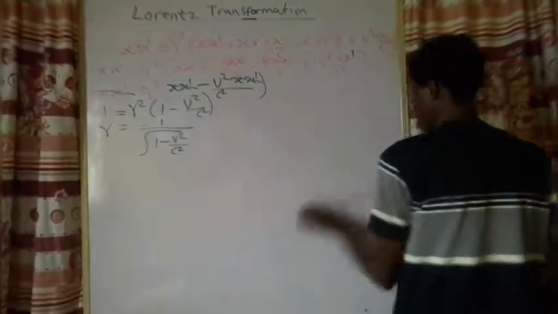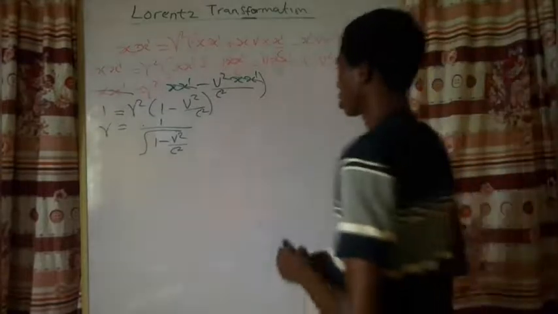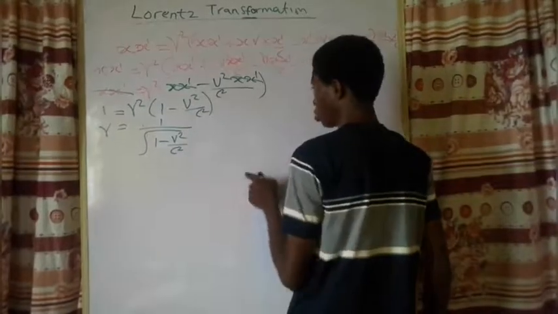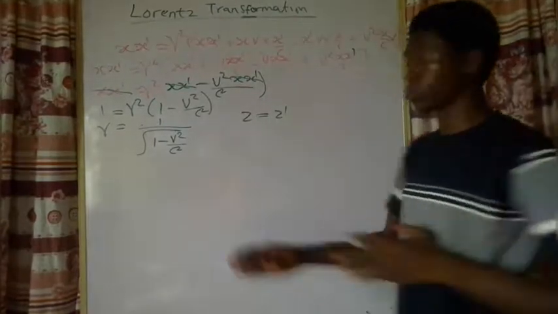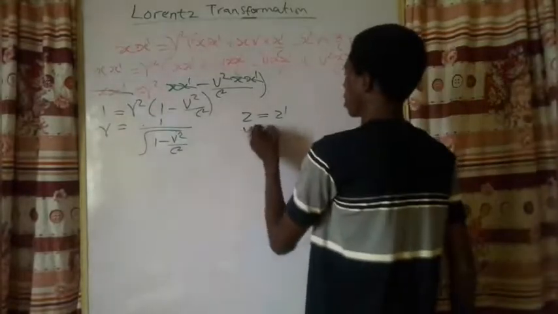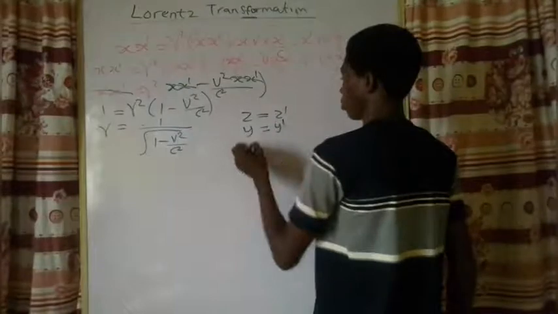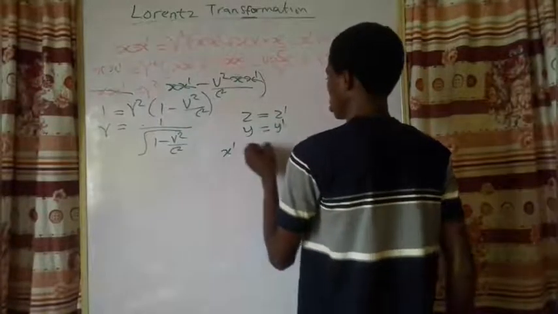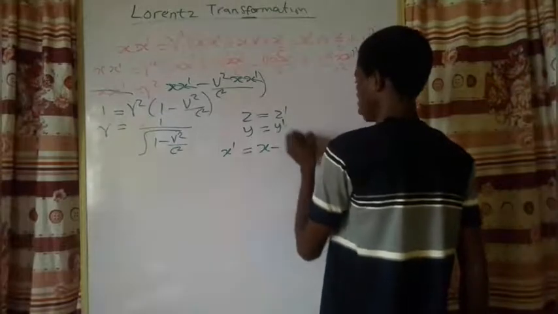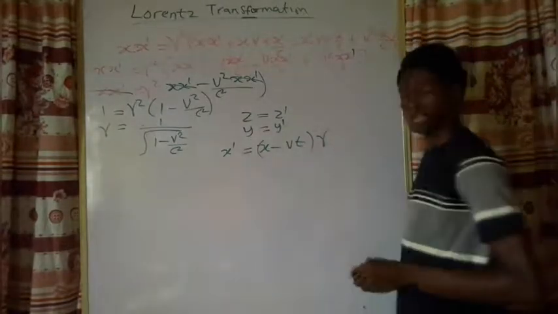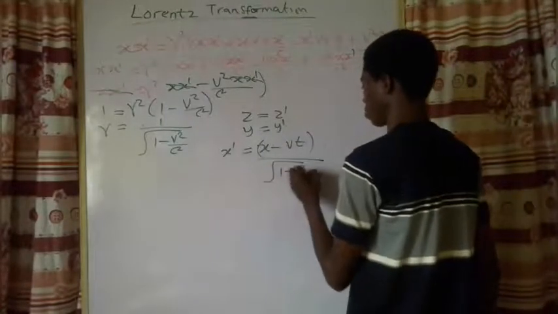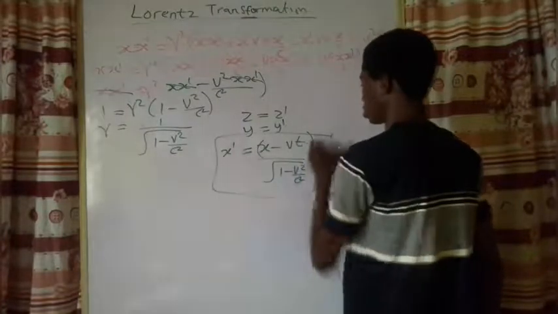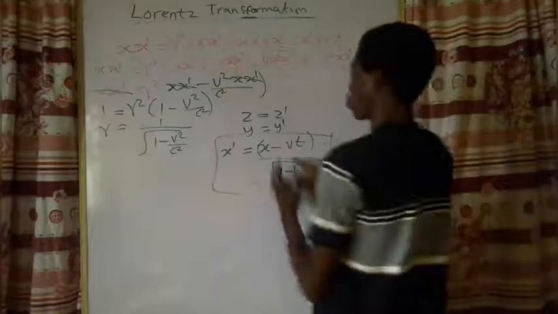Now let us go back and represent it the way it should be. In terms of, now let's go back to Lorentz transformation. How does Lorentz transformation look like? Lorentz transformation agrees with Z and Z prime because they are perpendicular to the direction of motion. Y equals Y prime. But X prime equals X minus VT times gamma. And this gamma is 1 over the square root of 1 minus V square over C square. So this is how we got the Lorentz transformation of velocities.